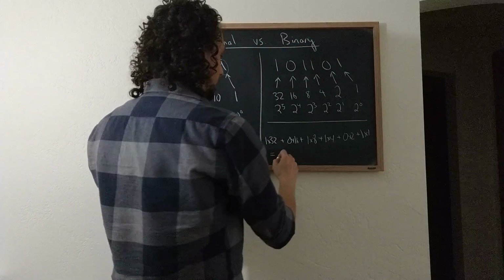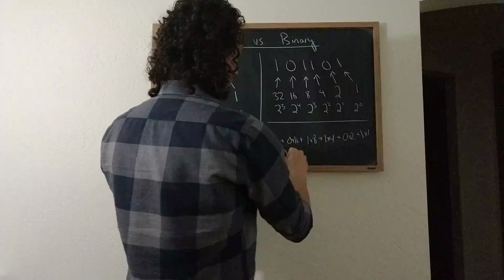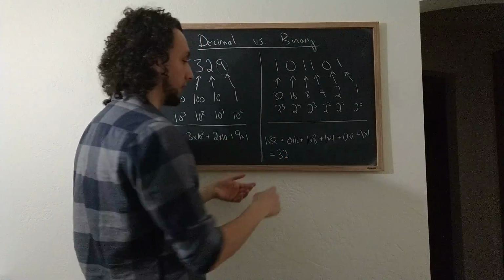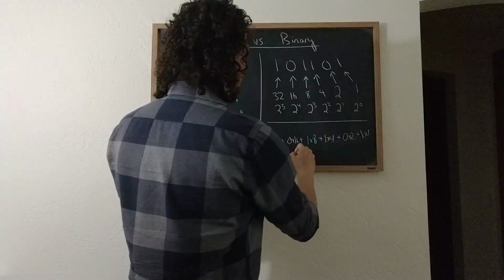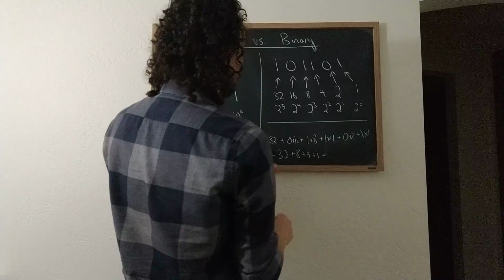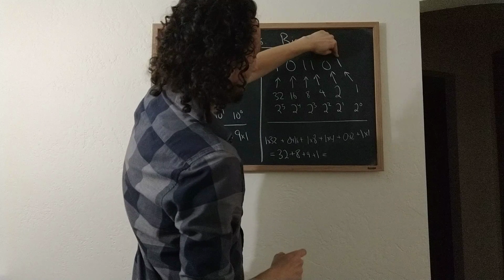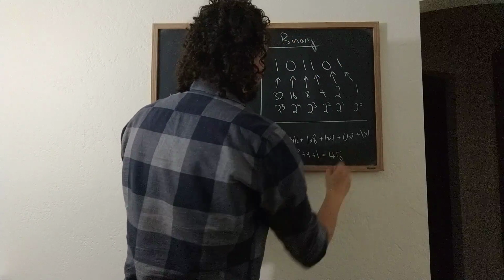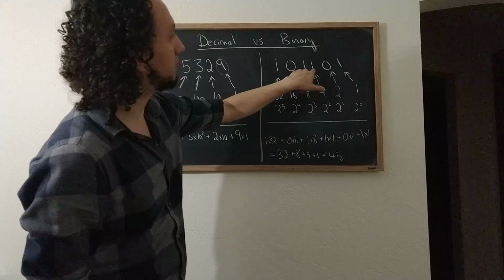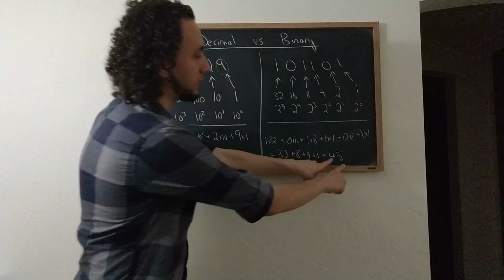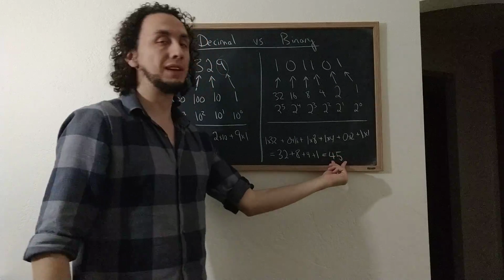And if I add that up, now I'm writing these numbers here in decimal because that's the most familiar one. 32 plus 8 plus 4 plus 1, which is equal to 45. So this sequence of digits in binary is a representation of the same number that this sequence of digits is a representation of in decimal.